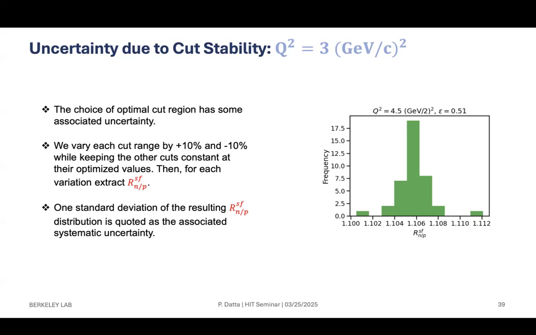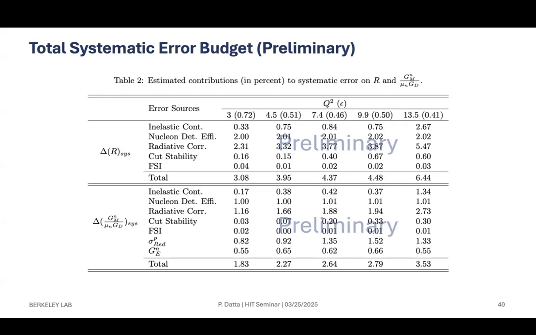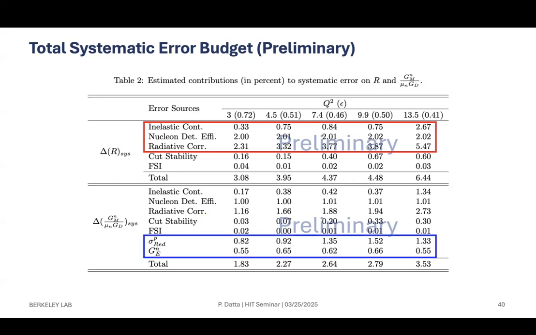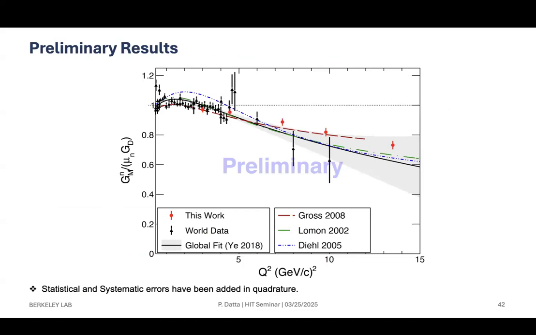So this is the table of our total systematic error budget. Again, this is a busy table, but I just wanted to point out that the inelastic contamination, nucleon detection efficiency, and radiative correction are the most prevalent sources of systematic uncertainty for our measurement. I also wanted to point out that when you want to get GMn from R, the ratio of the cross sections, there are two additional sources of systematics. One is due to the proton's reduced cross-section and GEn. So now with this in hand, we can go to our preliminary results.